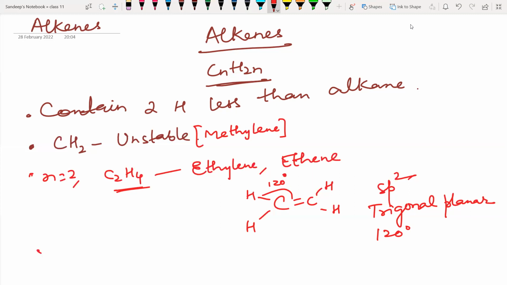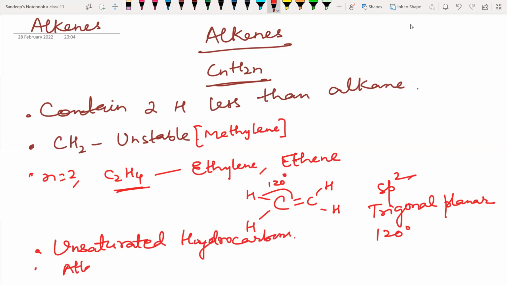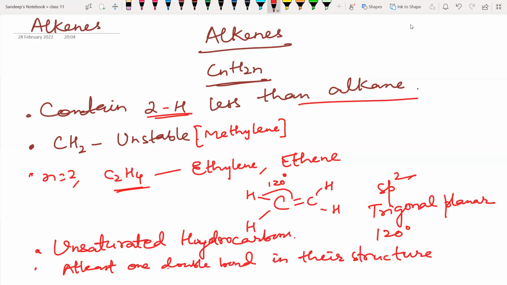So they are unsaturated hydrocarbons, and they have at least one double bond in their structure. So they contain 2 hydrogen less than alkane. The general formula of alkane is CnH2n+2.